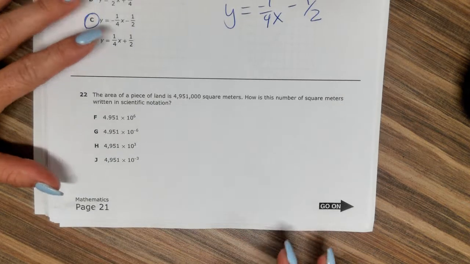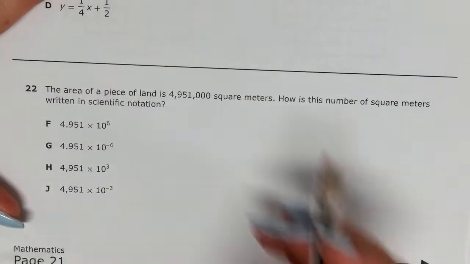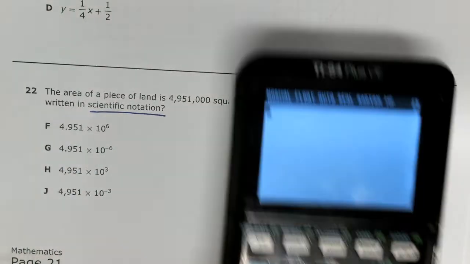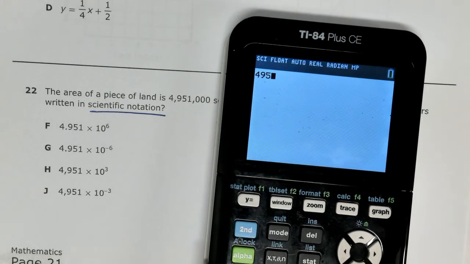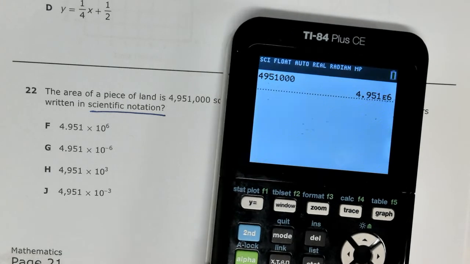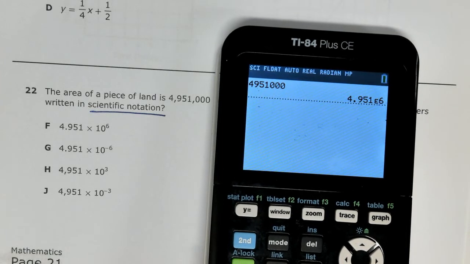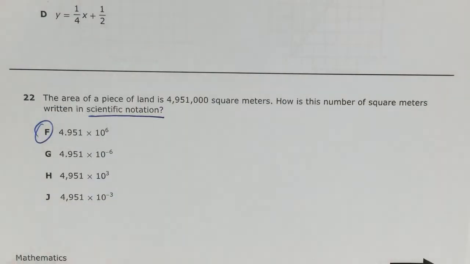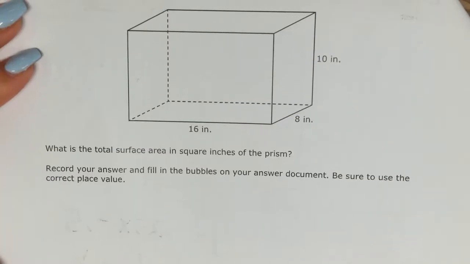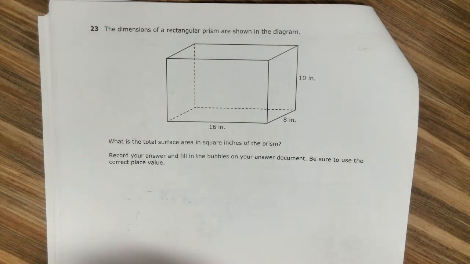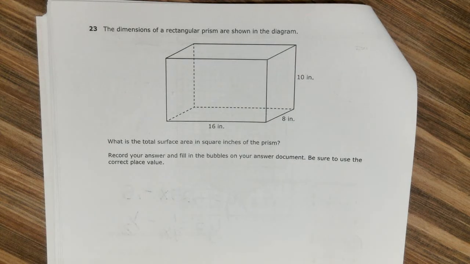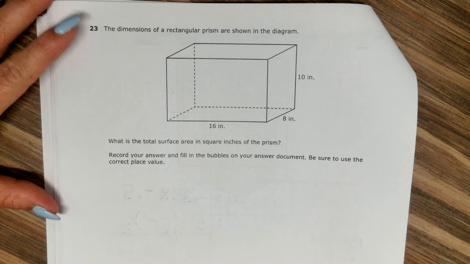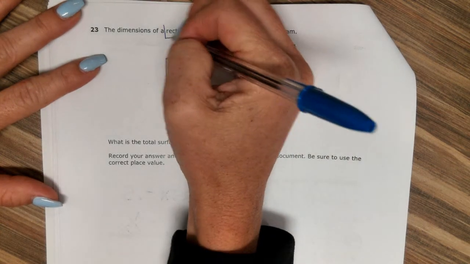Ooh, look how easy 22 was. What was 22's clue word? So where do I go in my calculator? Mode SCI. And I type in 4951000, and there's my answer. So my exponent is 6. So before I move on, I want to go back to mode and get out of scientific. Is everybody good? All right, the next one says, what's your clue word?